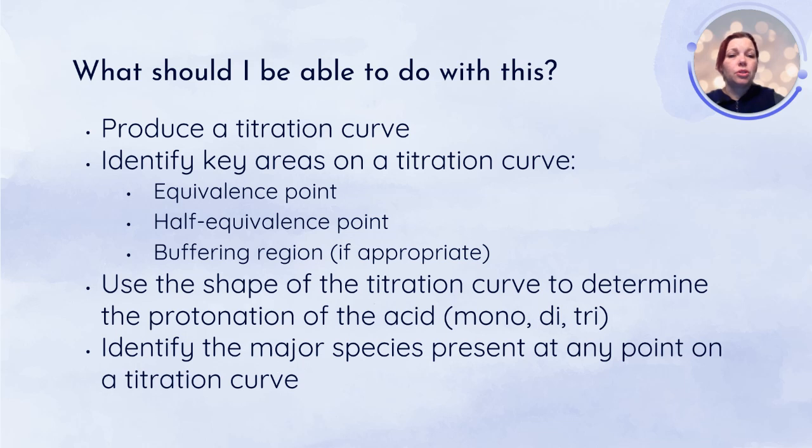Use the shape of the titration curve to determine the protonation of the acid. So in other words, is it a monoprotic acid, a diprotic acid, or a triprotic acid? And then finally, identify the major species present at any point on a titration curve. We've often seen that assessed with particle diagrams. And that is it. So I will see you soon for topic 8.6, which is molecular structure of acids and bases.